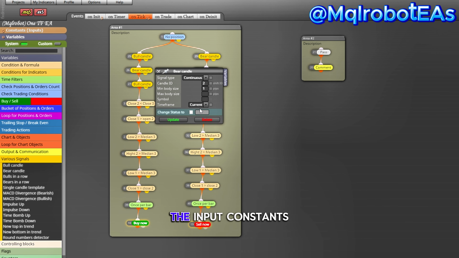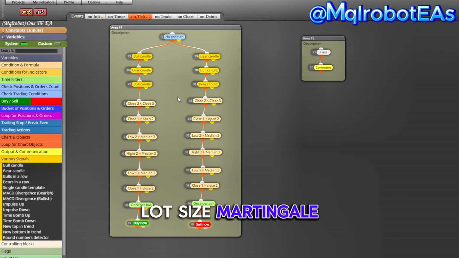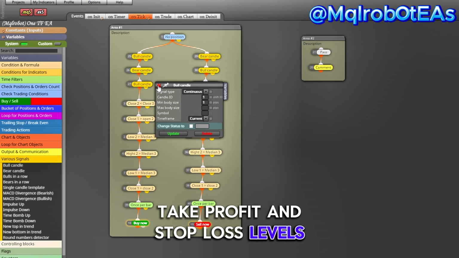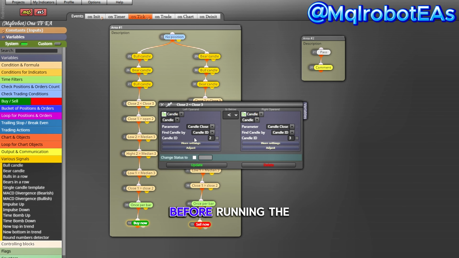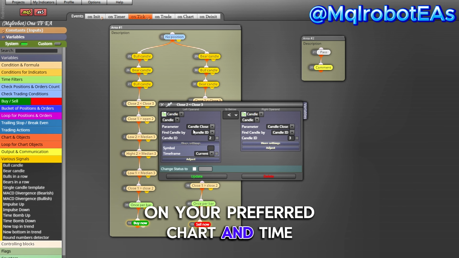On the right side, you'll see the input constants: lot size, Martingale factor, take profit, and stop loss levels. These can be customized easily before running the EA on your preferred chart and time frame.